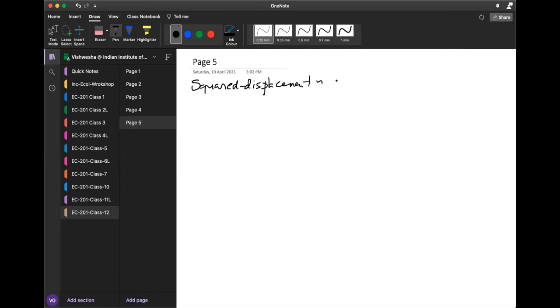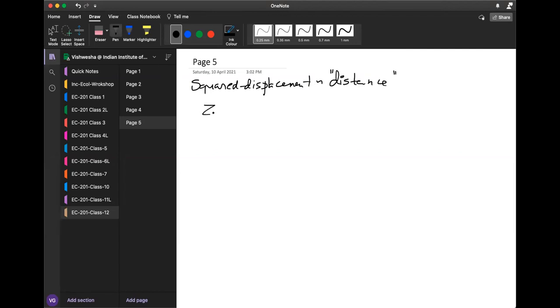Which sort of measures more of the distance. Not truly, of course, the distance traveled will be slightly different, but one can think of it as a better measure. Okay, so how do we think about this?